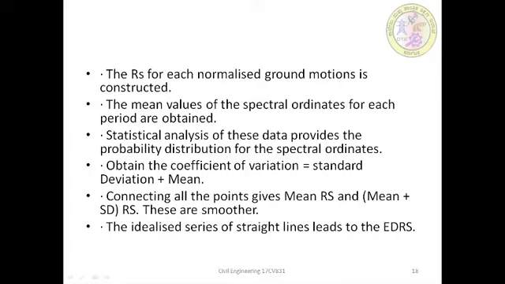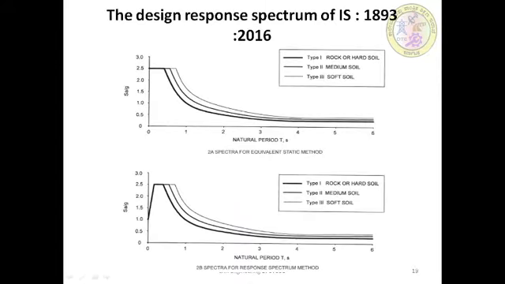Then we obtain the coefficient of variation, which is standard deviation divided by mean. Connecting all the points of the mean response spectrum and the mean plus standard deviation of the response spectrum, they are smoothened. Then comes the idealization as a series of straight lines. Then finally we arrive at the elastic design spectrum.